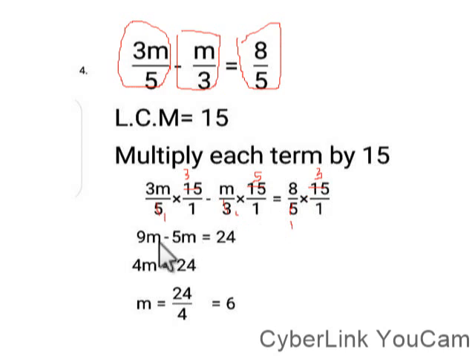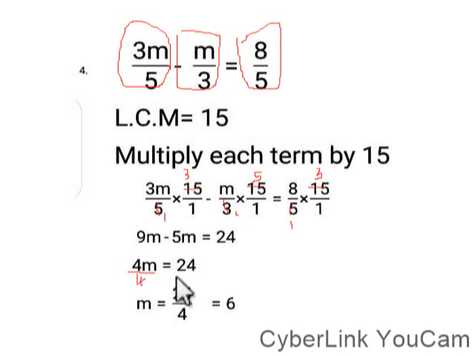Now the next line we do is, the like terms have already been collected because we have 9m minus 5m here, so we don't need to take any number to and fro, or move it from one side to another. So 9m minus 5m will give us 4m is equal to 24. So we divide both sides by the coefficient of m, which is what? 4.